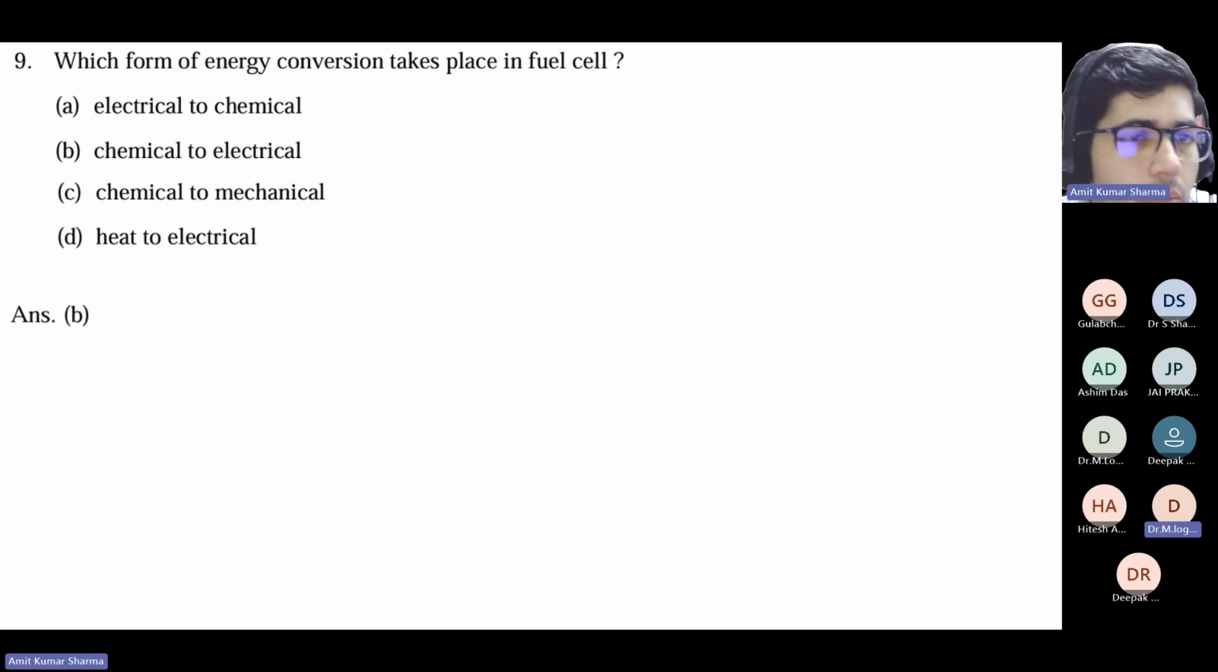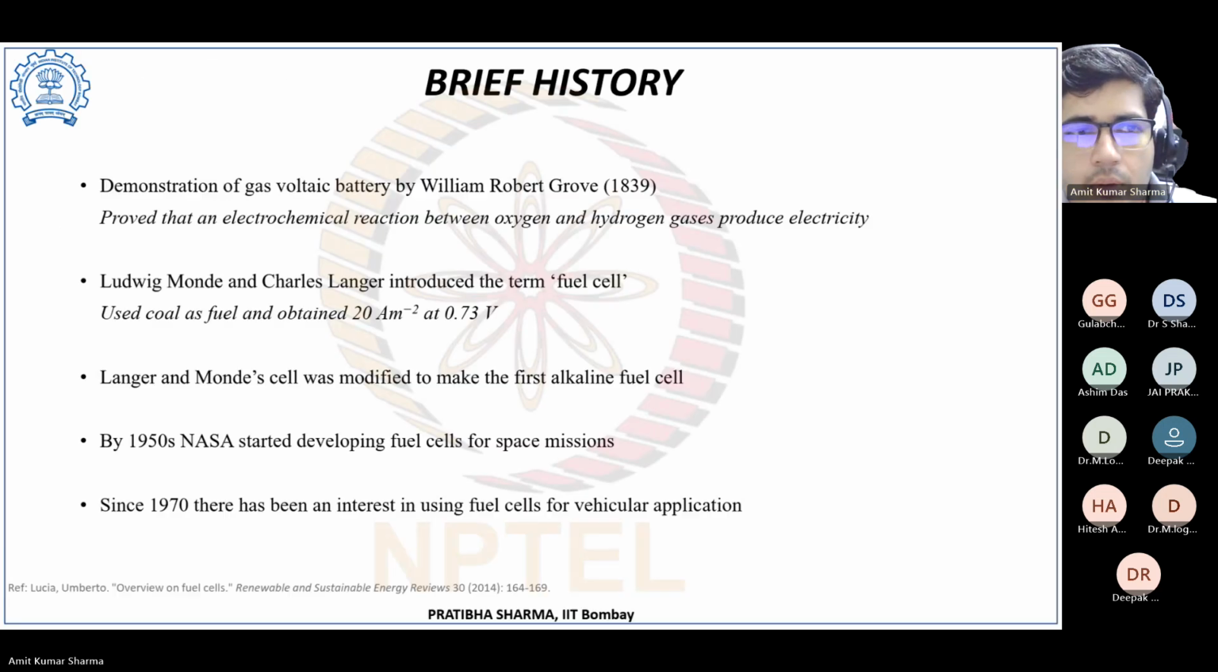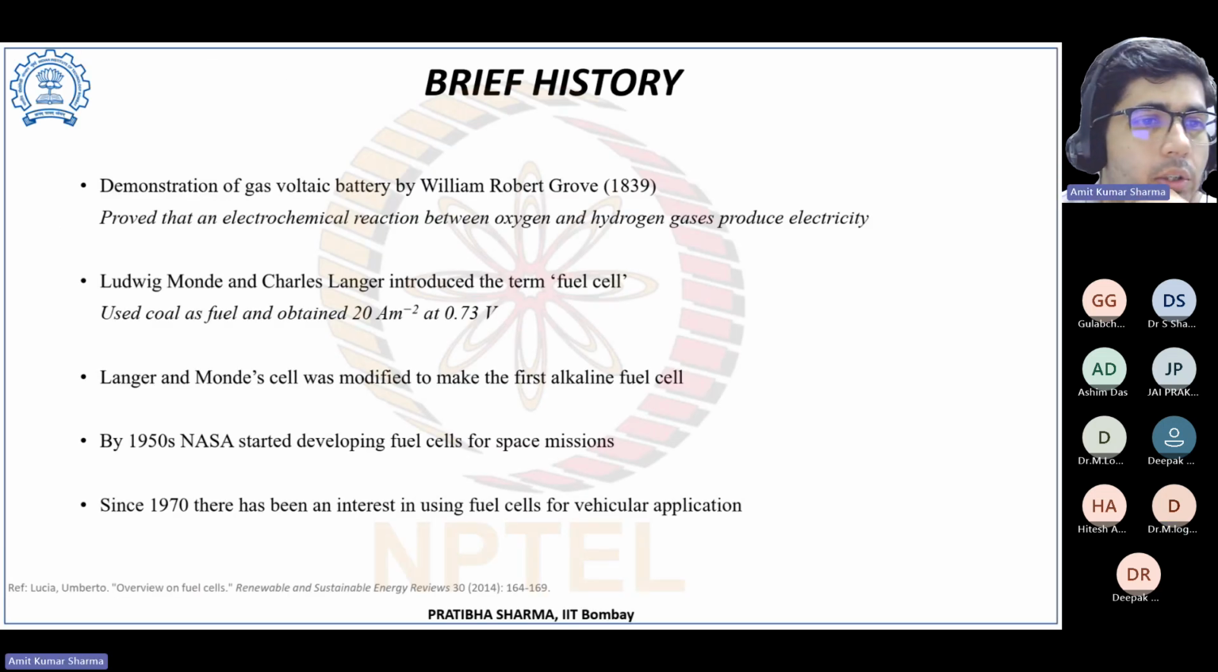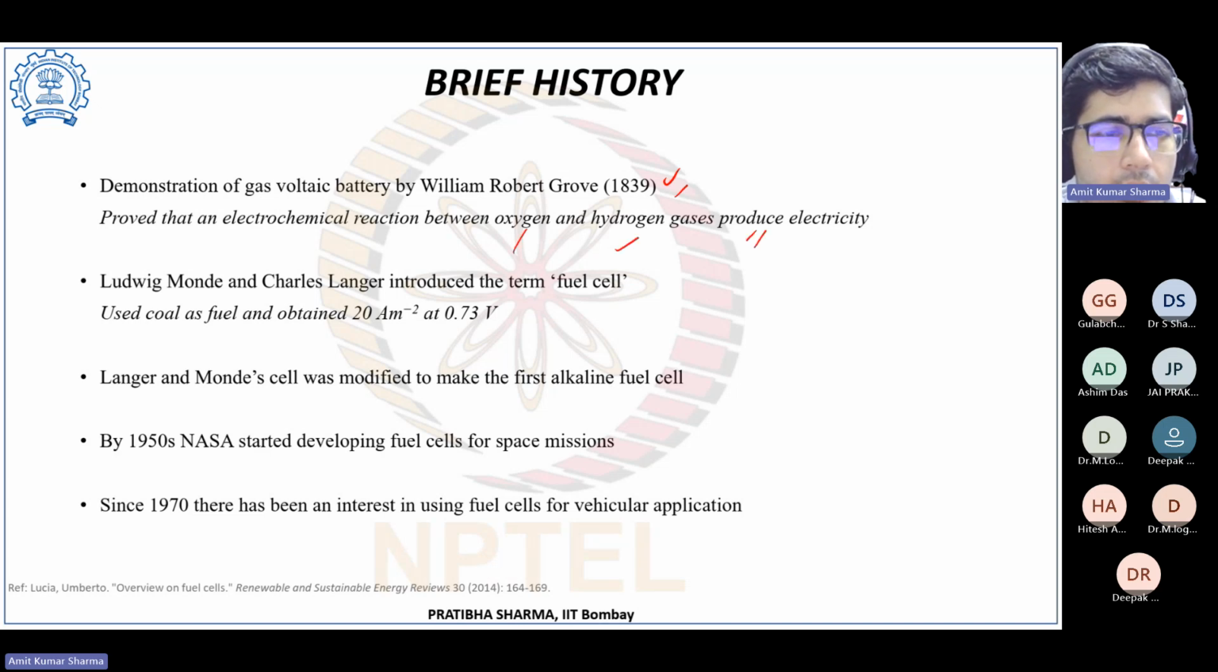So chemical to electrical. A brief history of the fuel cell: the demonstration of the gas voltaic battery by William Robert Grove in 1839. He proved that an electrochemical reaction between oxygen and hydrogen gas produces electricity.